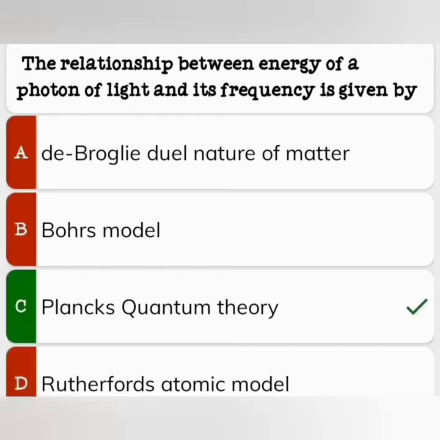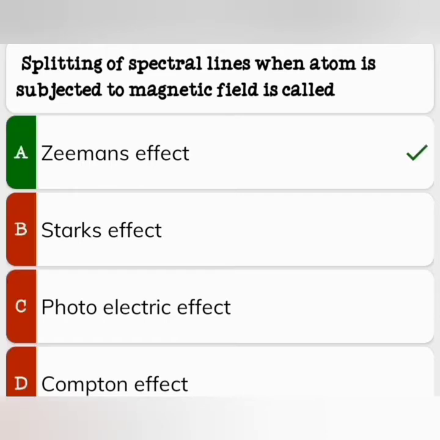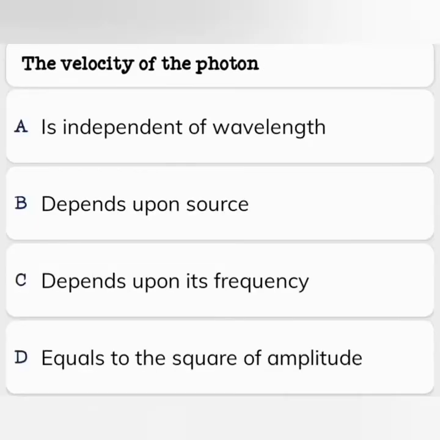Splitting of spectral lines when atom is subjected to magnetic field is called A. Zeeman effect, B. Stark's effect, C. photoelectric effect, D. Compton effect. Yeah, so the right option is A, Zeeman effect.